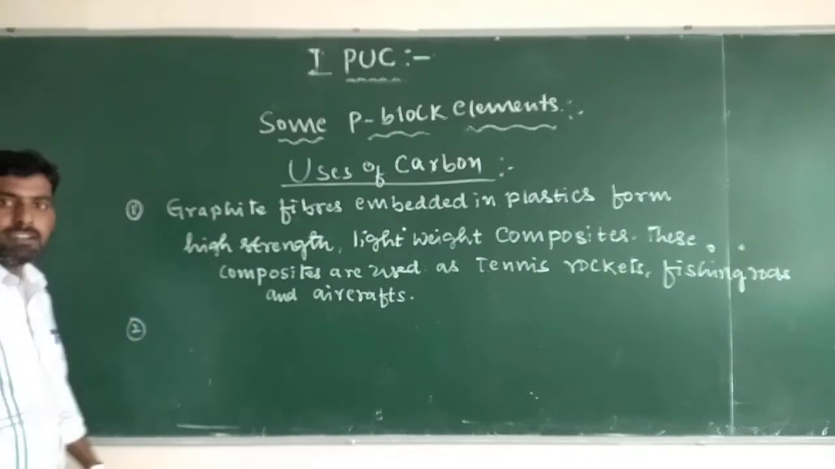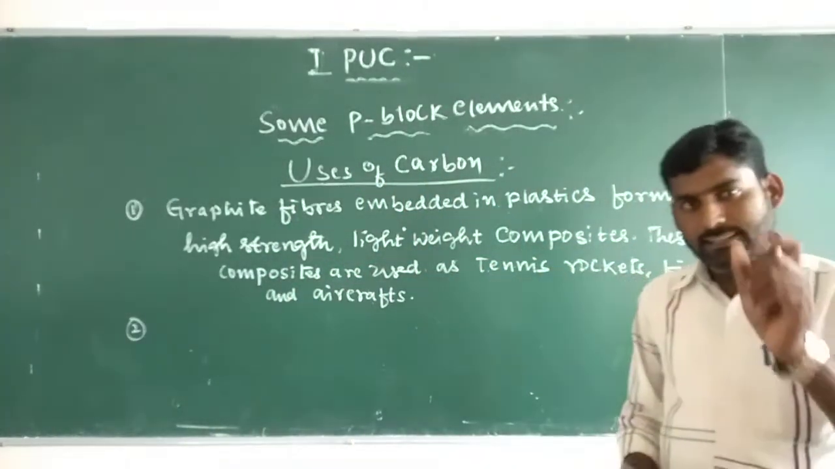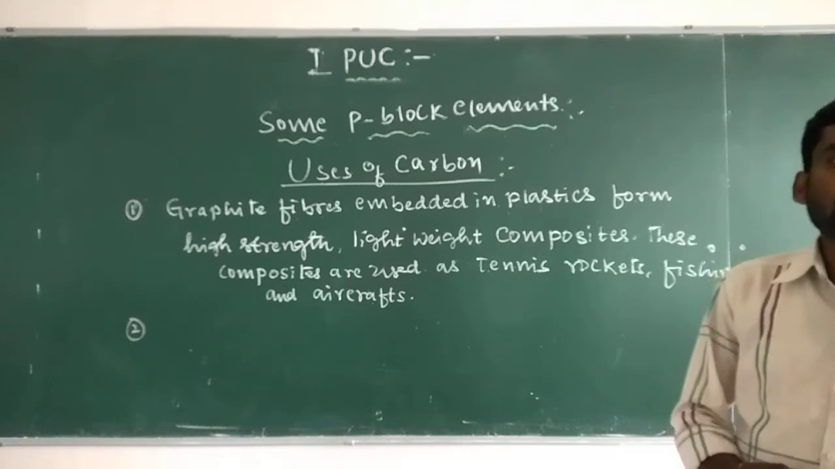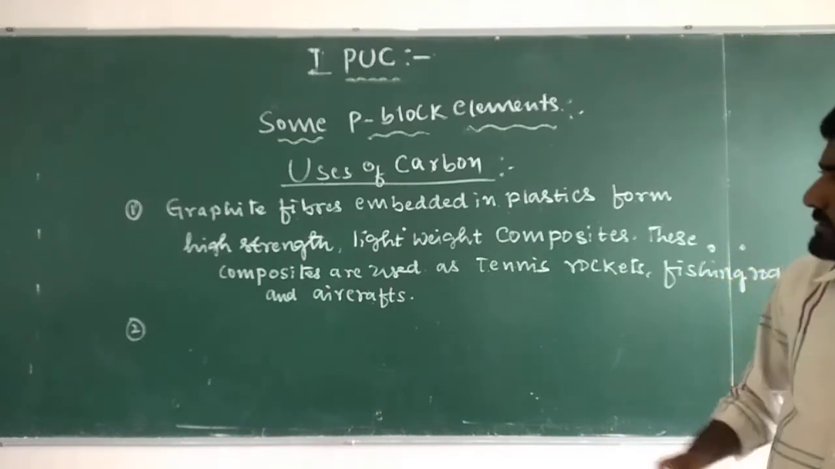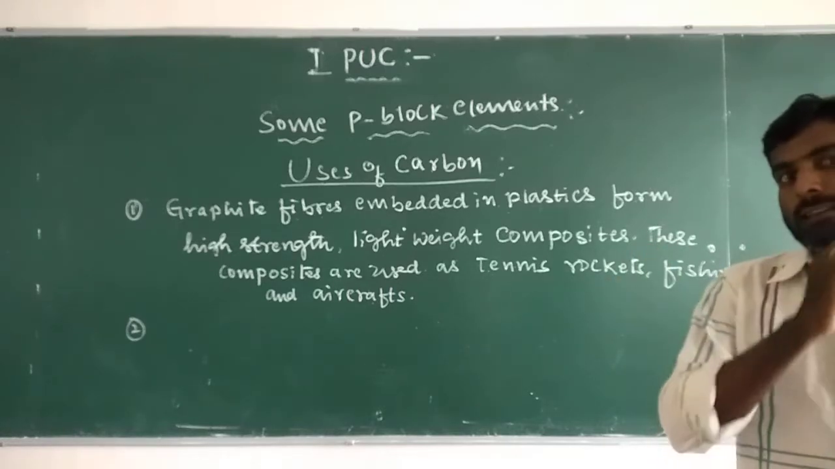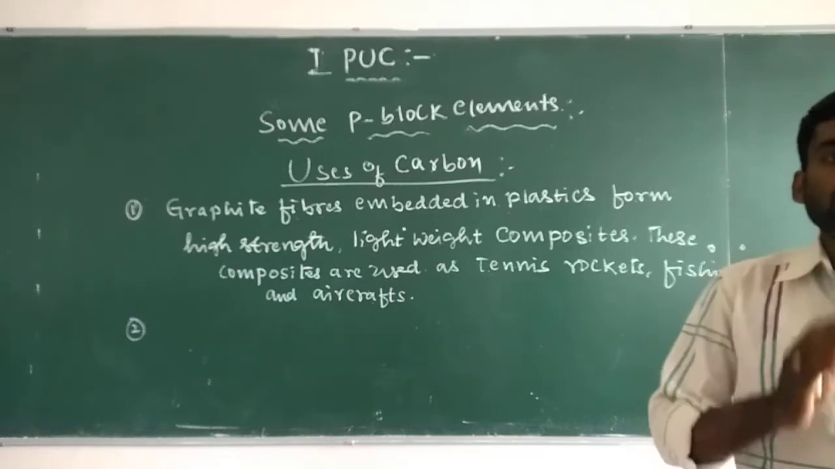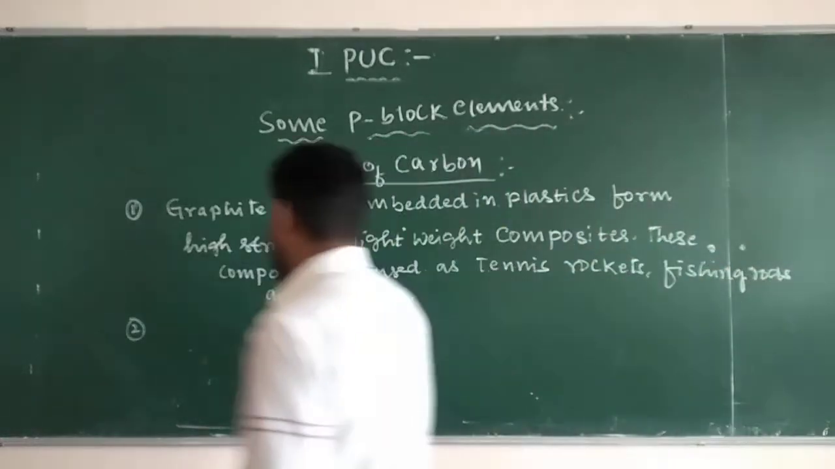And once again, graphite is a good conductor of electricity. Hence, it is used as electrodes in batteries and for industrial purposes. So that is graphite being a good conductor of electricity. Hence, it can be used as electrodes in batteries.